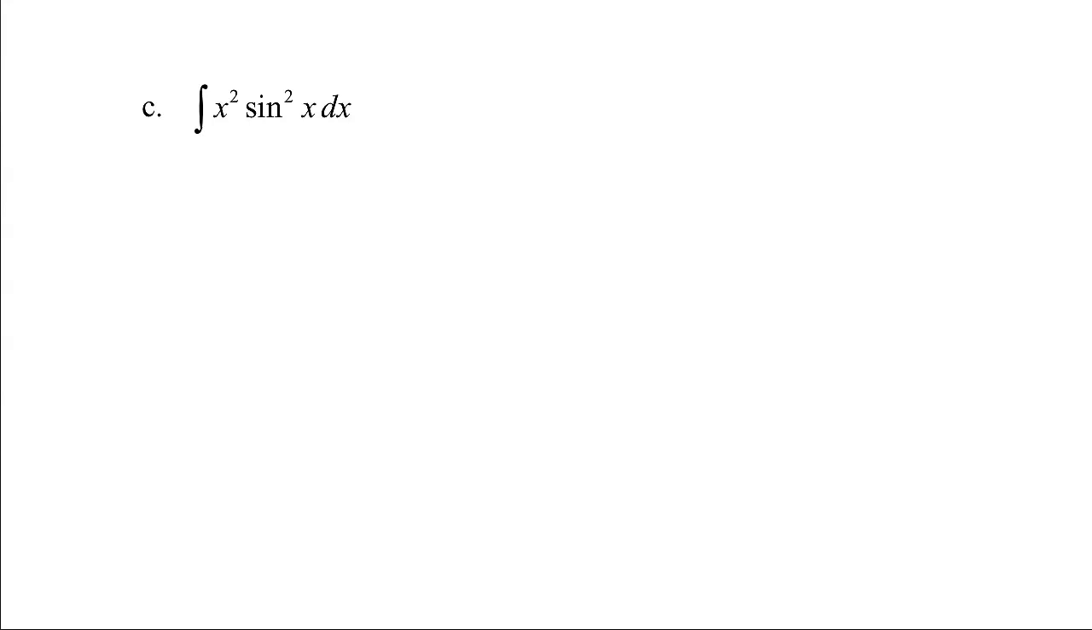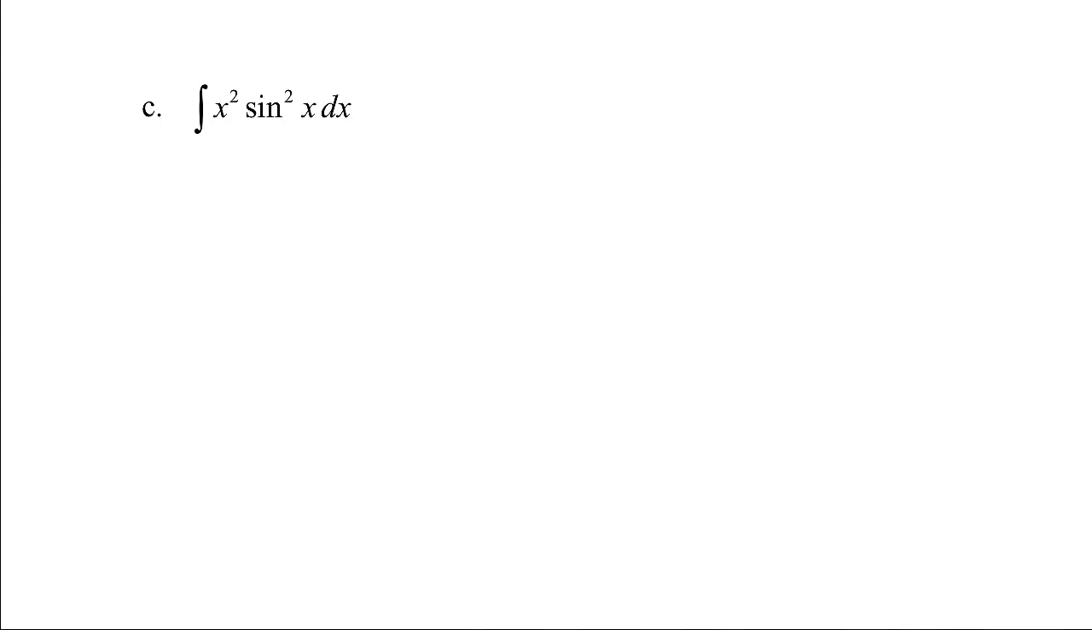Well, I can replace sine squared with 1 minus cosine squared, but that doesn't really help me with u substitution or anything. I could try to do my u and dv stuff, where u is sine squared of x, and then du would be 2 sine x cosine of x. But then that's just going to create more and more and more terms.